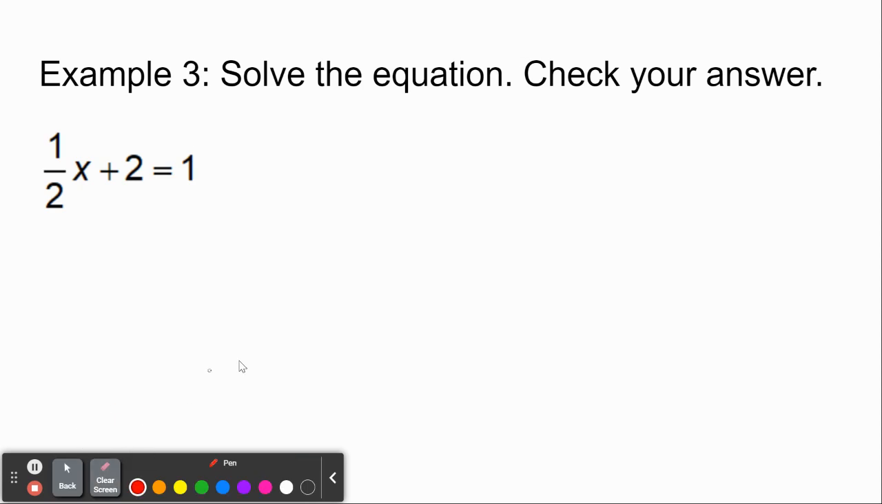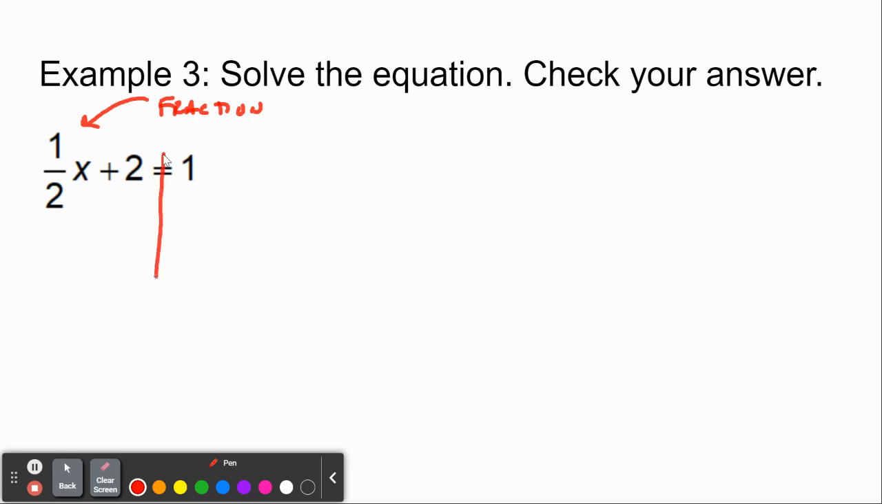Okay, last but not least, example 3, we're going to solve this equation. If you look here, I'm going to introduce you to what happens when you have a fraction in the problem. That 1/2 is a fraction. Oh no, it's okay. We're going to follow the same exact rules, but we're going to just do one little thing at the end when we try to get rid of that fraction.